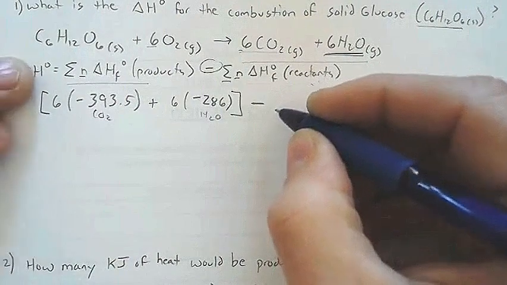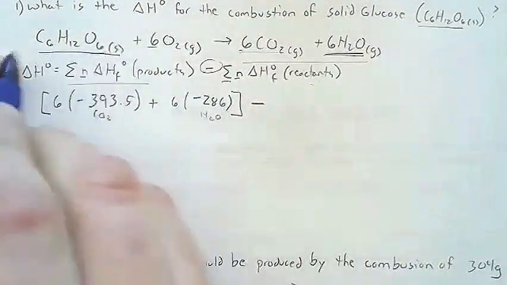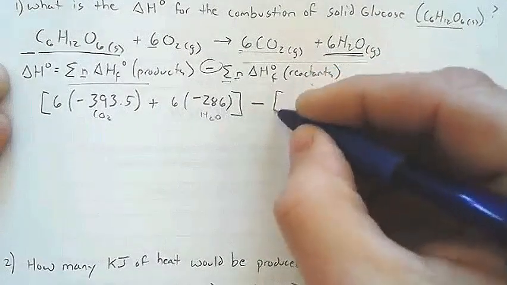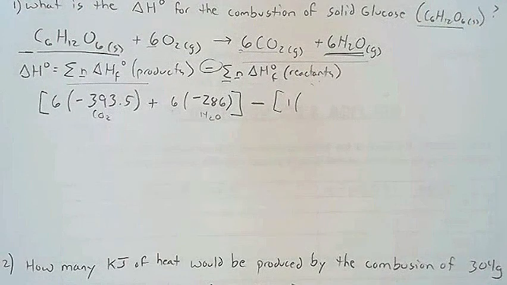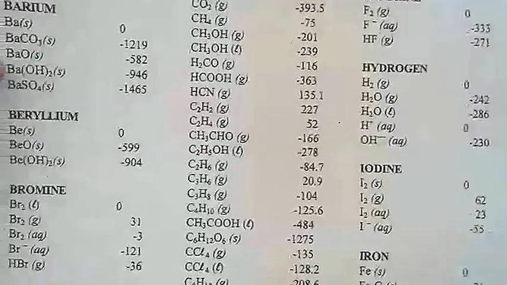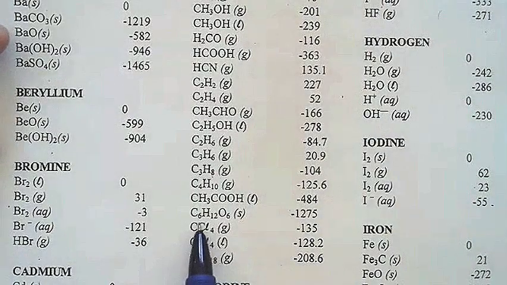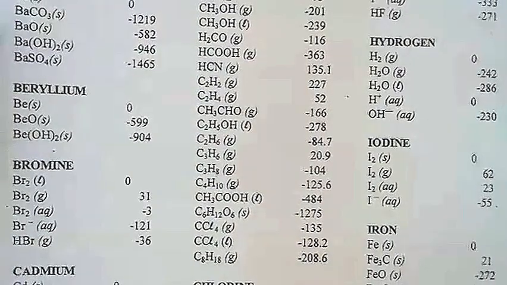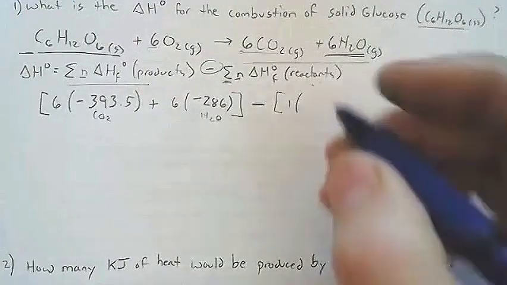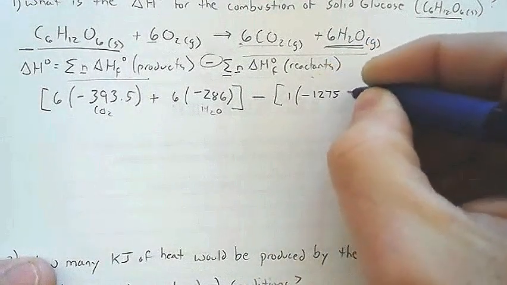And then for the reactants, we have 1 mole, so 1 times C6H12O6. And when we look that up, we see that for glucose, it's right here, and it's negative 1,275 kilojoules per mole. So negative 1,275.